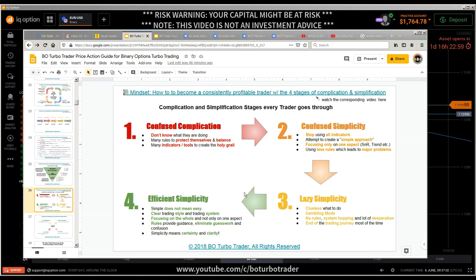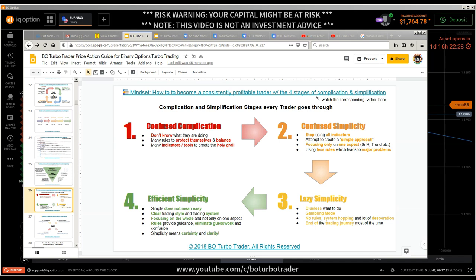So, okay. And then, obviously, after this, that is the end of the trading journey most of the time. That is clear, because after you have already done so much, then you give up, because in the end, you are sick of system hopping and so on and so on. So that is really important to understand also, that when you are here in the lazy simplicity or something like that, you have to stop system hopping. You have to find that kind of thing.